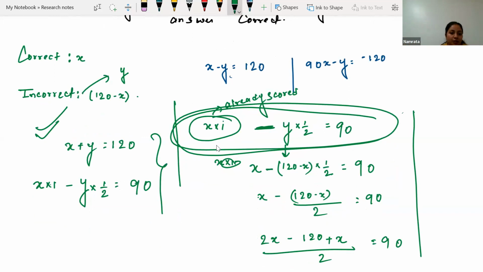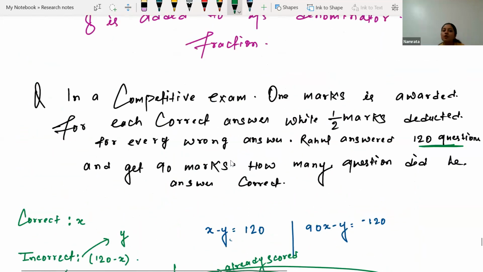Don't worry, again I am repeating what I am saying. So here it will be x minus y by 2 is equal to 90. Here it will become 2x minus y is equal to 180. So our first equation is this one, second equation is this one. Let's read the question and let me summarize what I am saying.